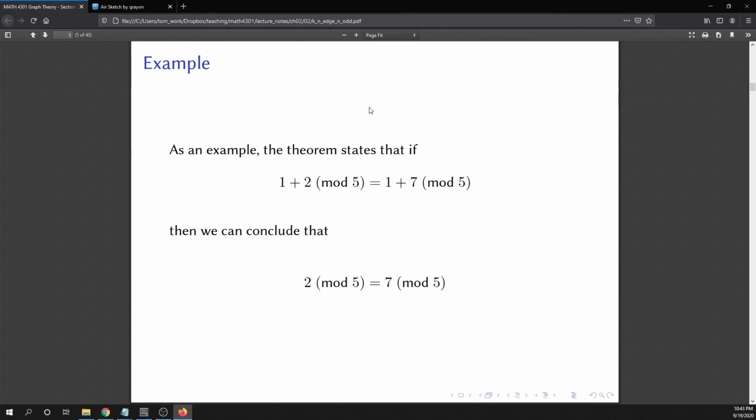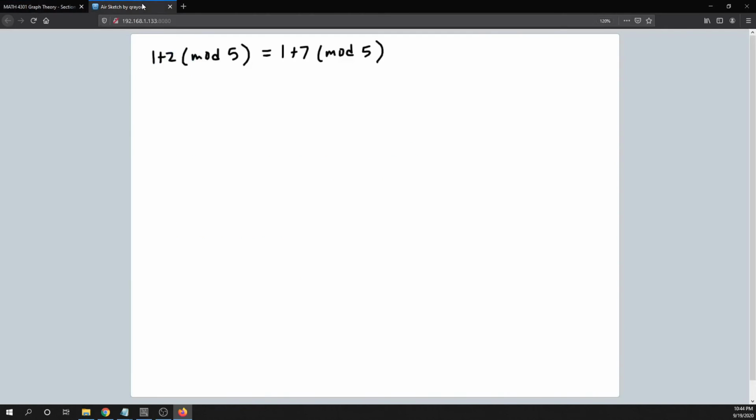All right, let's take a look at an example of that. This example says that if I have 1 plus 2 mod 5 equal to 1 plus 7 mod 5, then I can conclude that 2 mod 5 is equal to 7 mod 5.